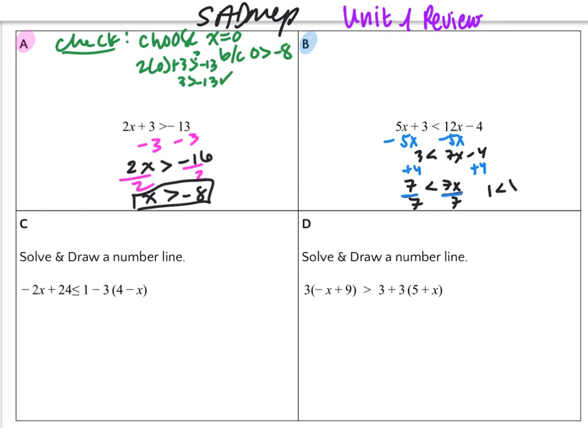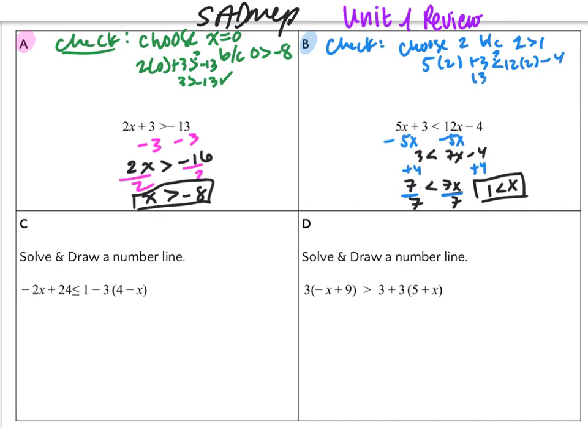1 is less than, or 1, yeah. X is greater than 1. Oh my gosh. So again, a check. I would pick a number bigger than 1, so I'm going to choose 2, because 2 is bigger than 1. 5 times 2 plus 3, is that less than 12 times 2 minus 4? 13 is less than 20. Yep. Okay. Looks good. So far, so good.